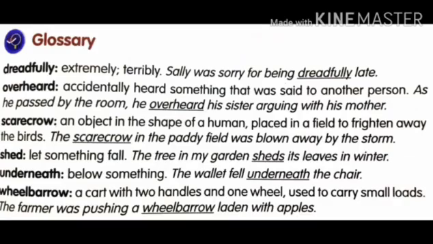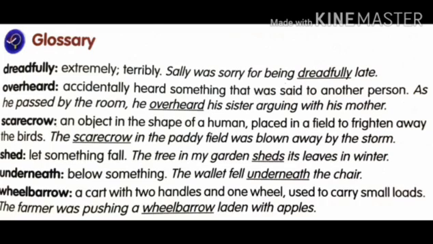Dreadful, extremely, terribly. So already we discussed dreadfully, feared, dreadfully late. So we can use them with an intention of very, more. Okay, overheard, accidentally heard something that was said to another person. He overheard. Who overheard? In the lesson we observed that Peter had overheard. Now scarecrow, scarecrow is to frighten the bird. So it is an object in the shape of a human placed in a field to frighten away the birds.